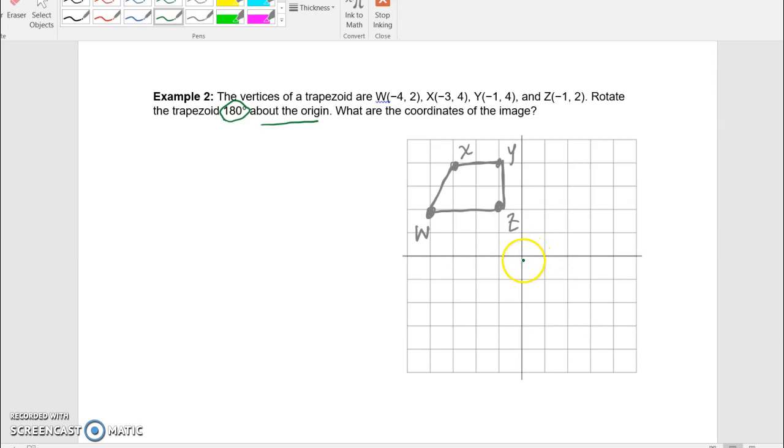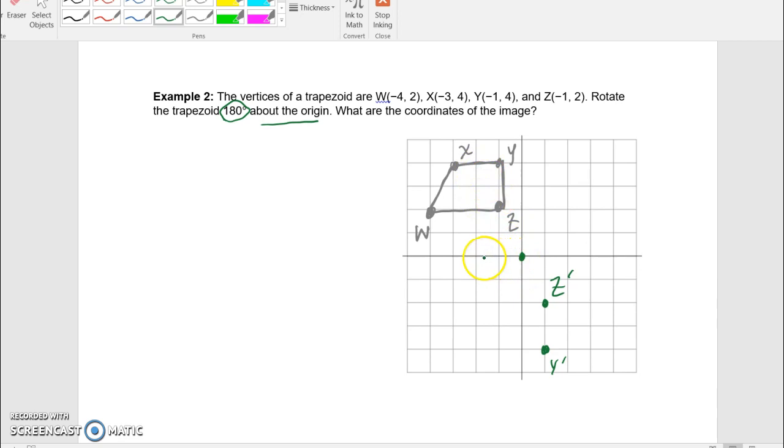So I'm going to look at, this is my center of rotation, and I'm going to go point by point, and I'm going to start at the one that's closest to it. So Z is 1 unit left and 2 up. And so when it turns, it's going to be 1 unit right and 2 units down. So we're going to put a dot there and make sure you call your new point Z prime with the apostrophe. Now Y is 1 point left and 4 up, so Y prime is 1 point to the right and 4 down. So that's Y prime.